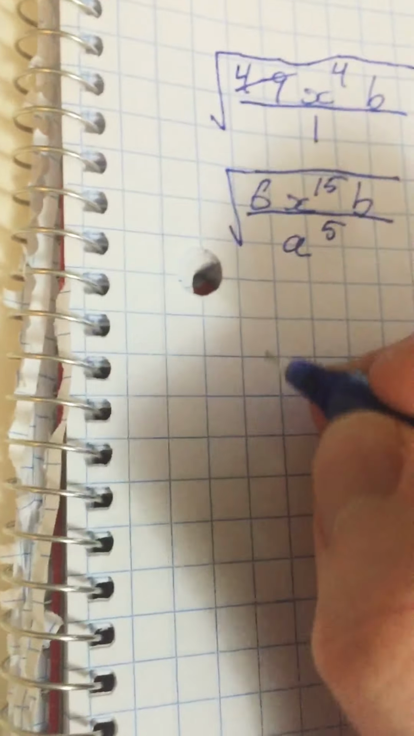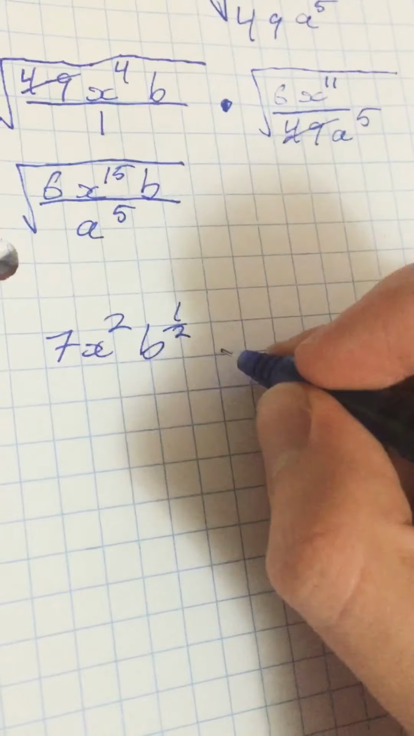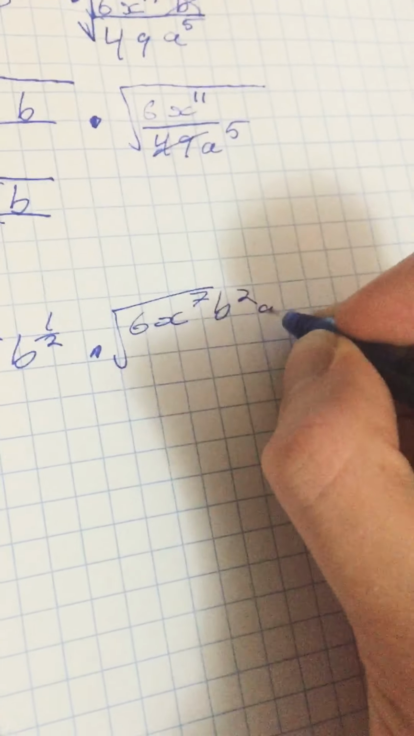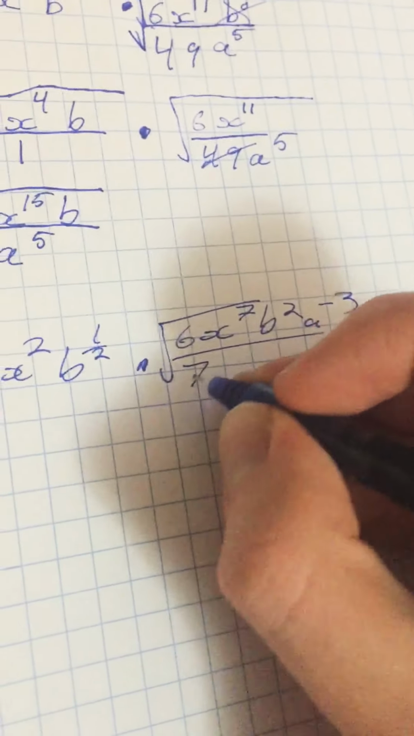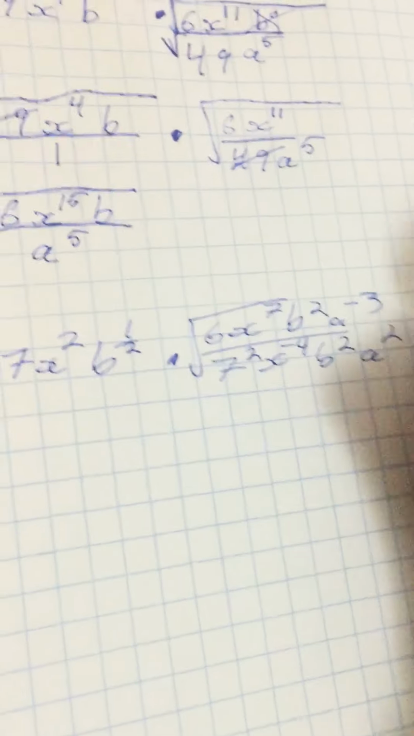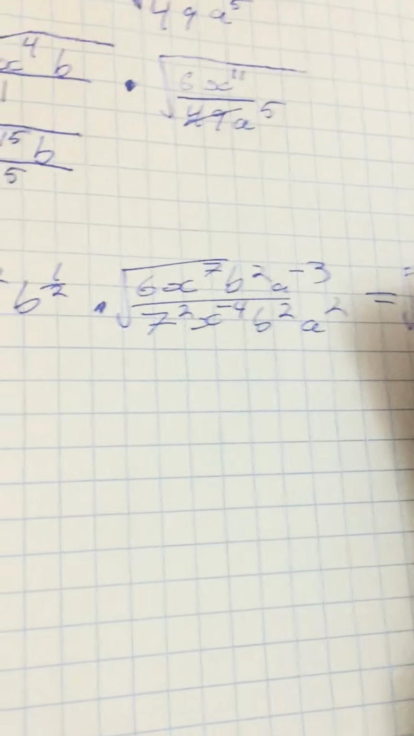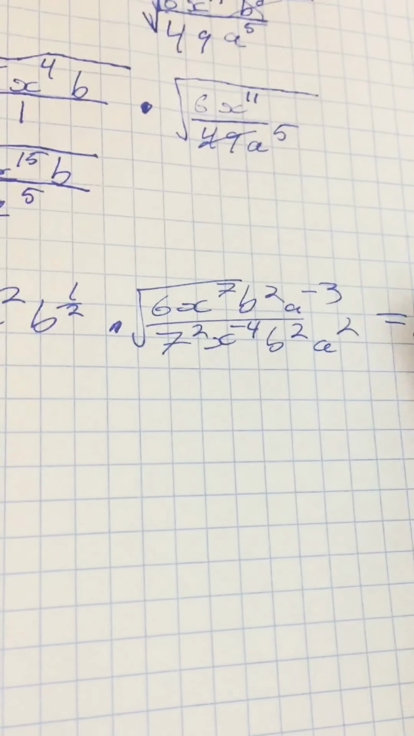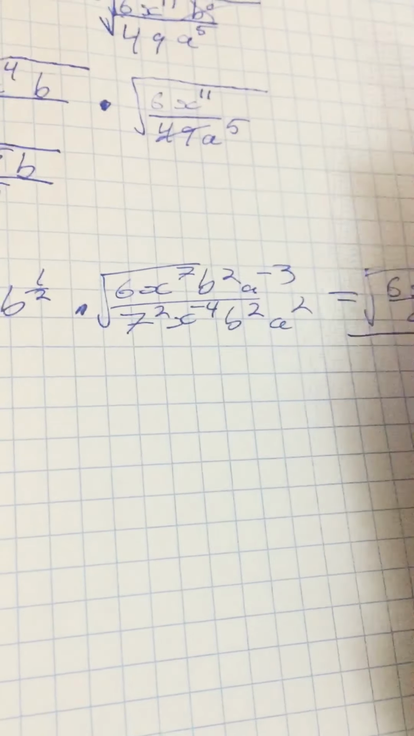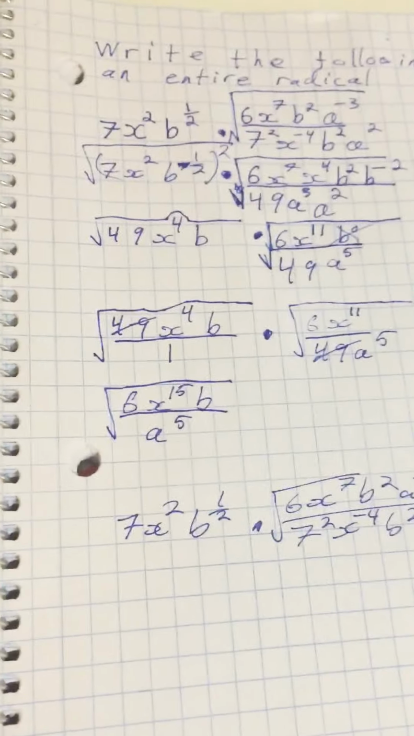I guess I can write that out fully. 7x squared b to the 1/2 times square root of 6x to the 7 b2 a to the negative 3 over 7 squared x to the negative 4 b squared a to the 2 is equal to the square root of 6x to the 15 times b over a to the 5. Let's see, is there anything I have to clarify?